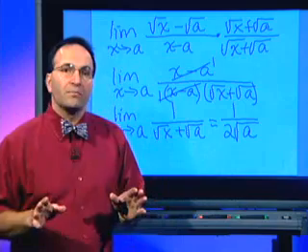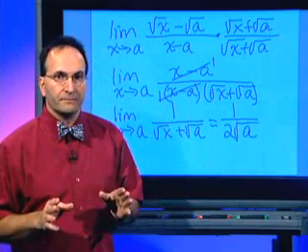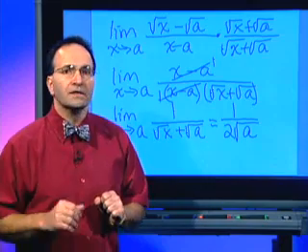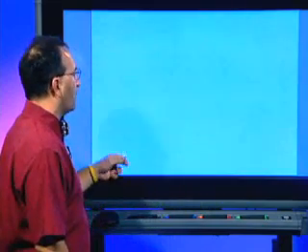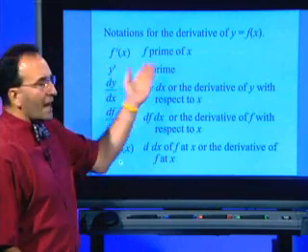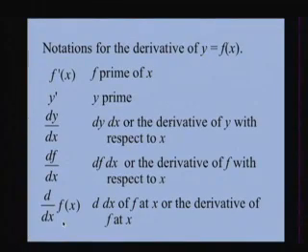Okay, so we've seen a little bit of the other notations for a derivative. And here are some more notations that we can use to describe the derivative. F prime of x, we can use simply y prime. We can also use dy dx, or the derivative of y with respect to x. Then we have df dx, or the derivative of f with respect to x. And then we have d dx of f at x, or the derivative of f at x.